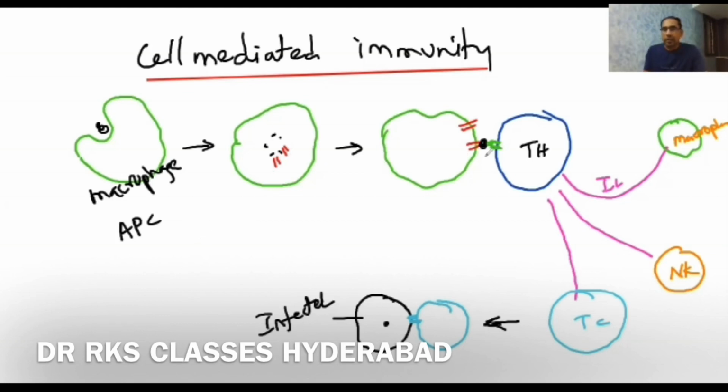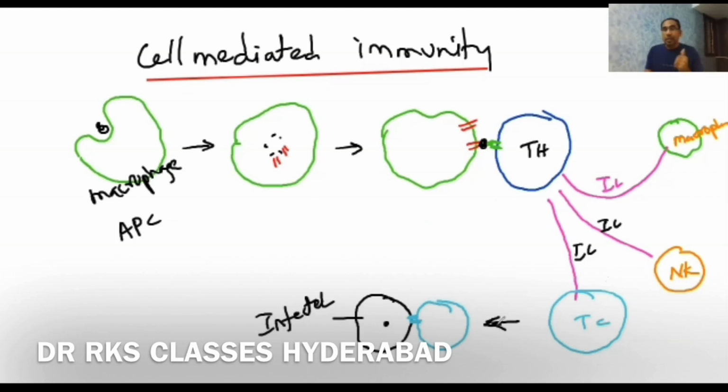With this recognition, TH undergo activation and it produces interleukins. Now here the interleukins can activate macrophages so that macrophages can further engulf the antigen. They can also activate natural killer cells and TC, cytotoxic T cells. Of course, the mechanism of NK and T cells is same.